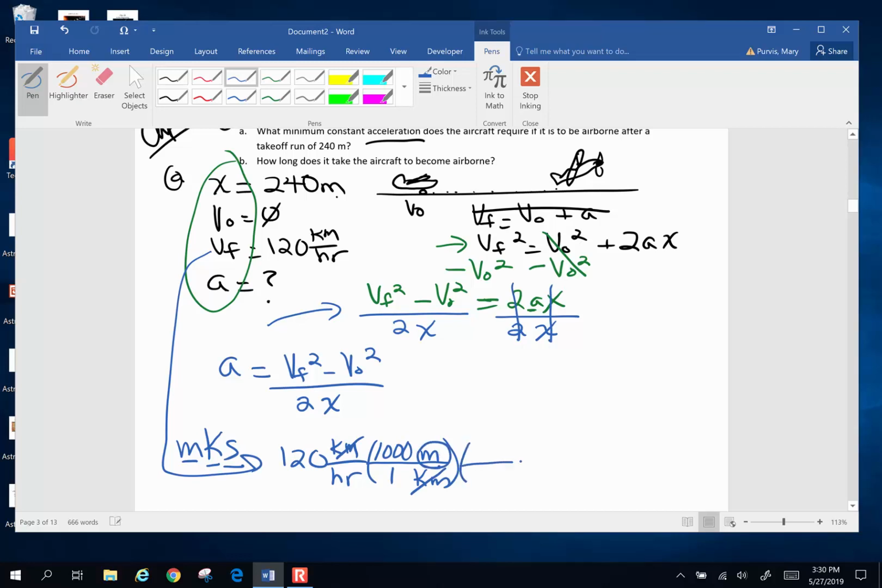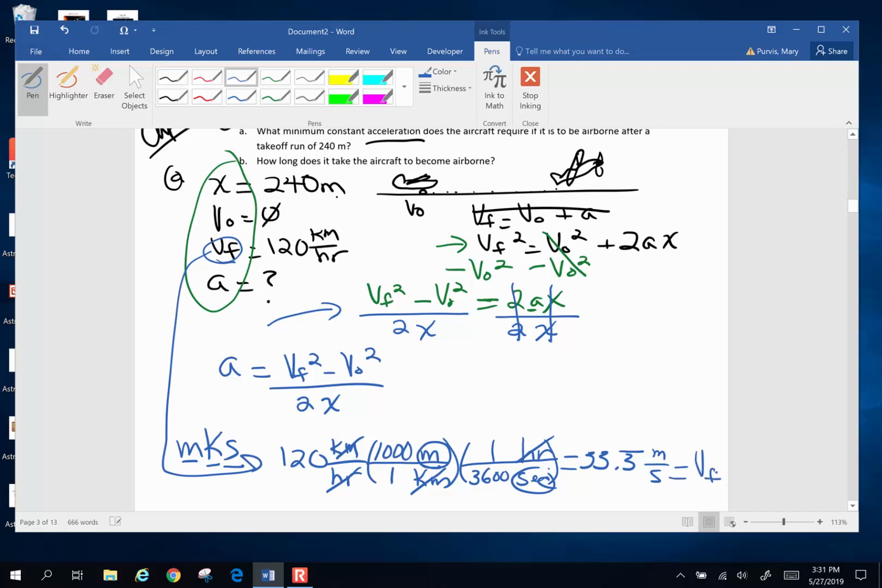Keep those. I want to get rid of hours, so I put hours kitty corner from itself, and I want to keep seconds. We know there are 3,600 seconds in an hour, 60 seconds in a minute, and 60 minutes in an hour. Those two are going to cancel. Meters over seconds. Now I pick up my calculator after I have the entire thing written out. 120 times 1,000 divided by 3,600, and I ended up with 33.3 repeating meters on the top, seconds on the bottom, and that is my final velocity.